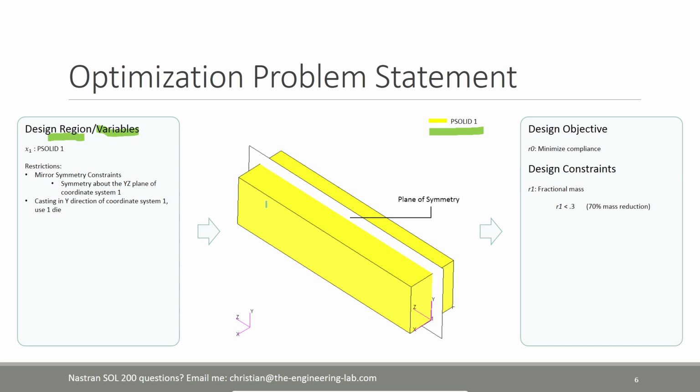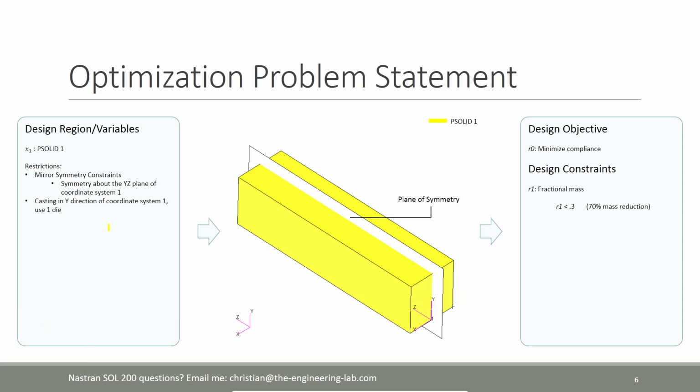Alternatively, if you had multiple p-solids in your part, you can select each p-solid independently to create a design region. So for example, if this block was composed of two p-solids, you could create a design region for this side and then a second design region for the other side. But this isn't the case for this example. We are just dealing with one design region.